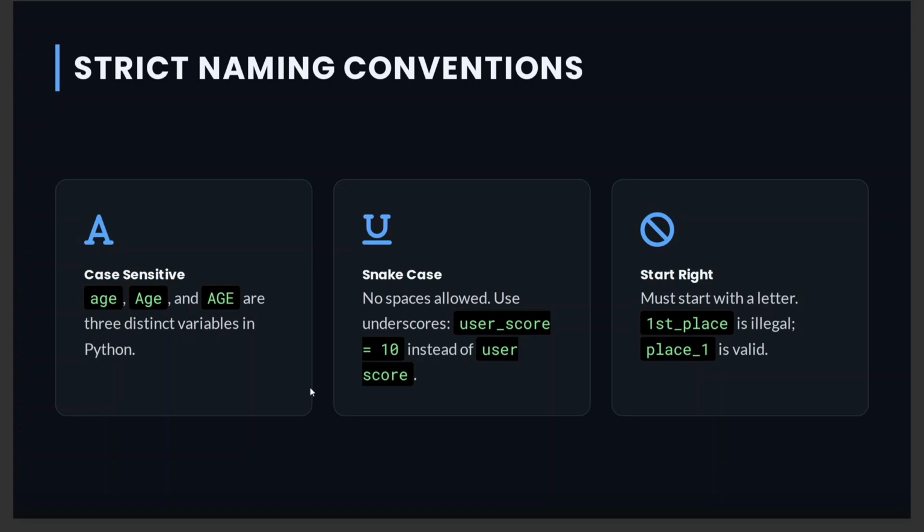Second, start with letters. A variable name must start with a letter or an underscore. It can never start with a number. For example, 1st_place is illegal, while place_1 is legal, because you cannot start a name with a number. Third, case sensitivity. Python treats lowercase and uppercase letters as completely different boxes.